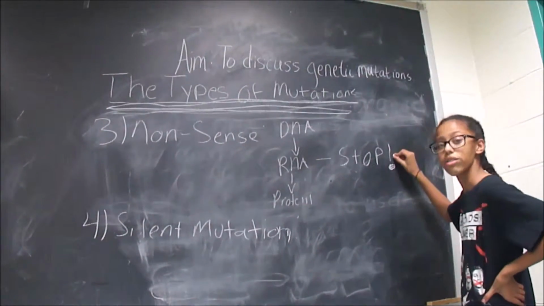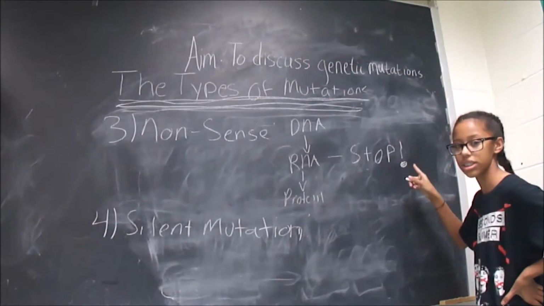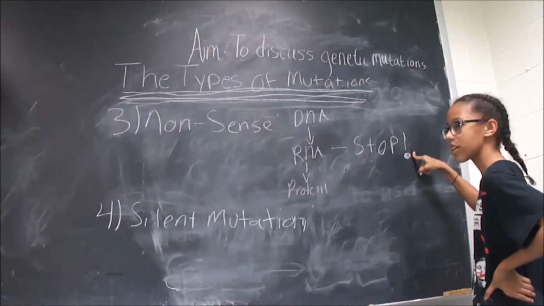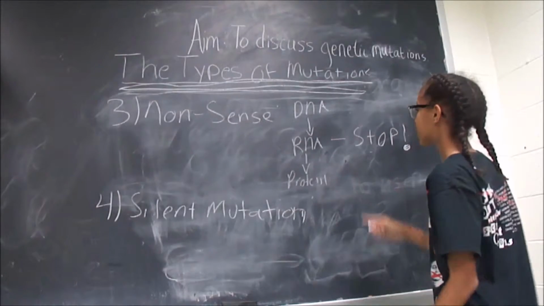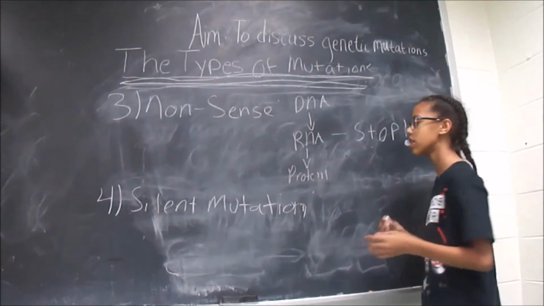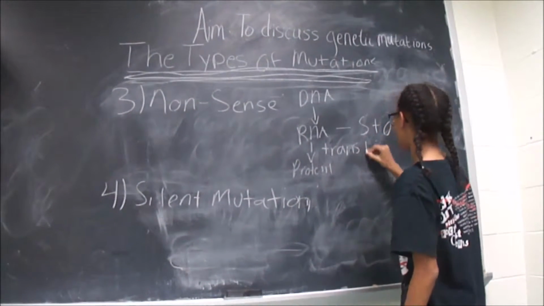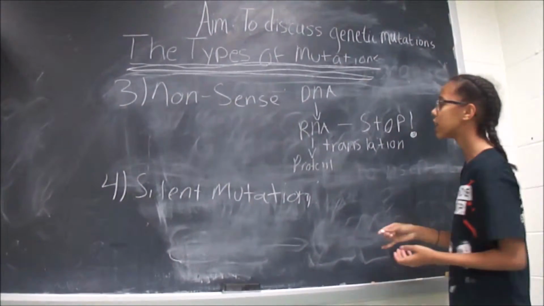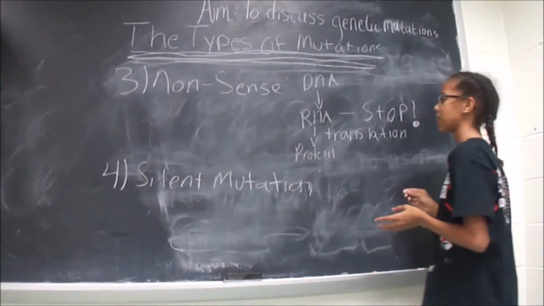Okay, so now that we learned that RNA becomes a stop codon during a nonsense mutation, you need to know what a stop codon is. A stop codon is a nucleotide triplet within the messenger RNA that signals a termination of translation. And as we learned before, translation is when RNA becomes protein. So, this type of mutation would lead to no proteins being made, which is really bad for the human body.